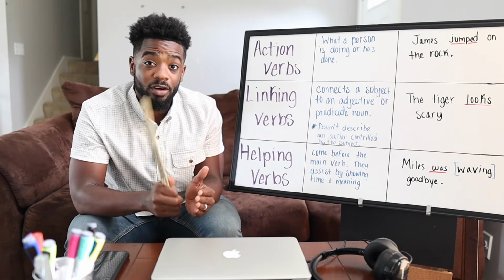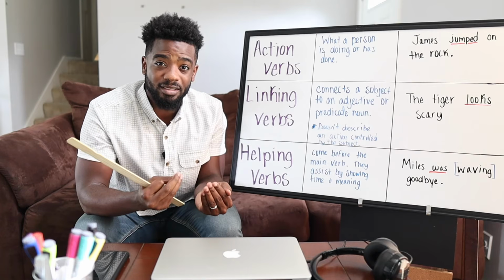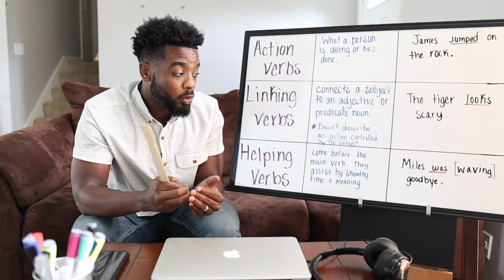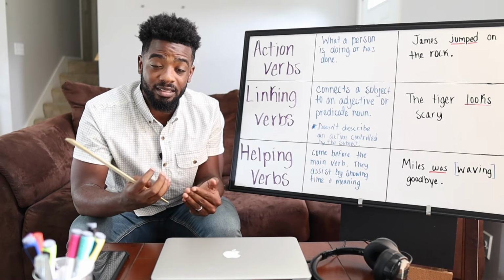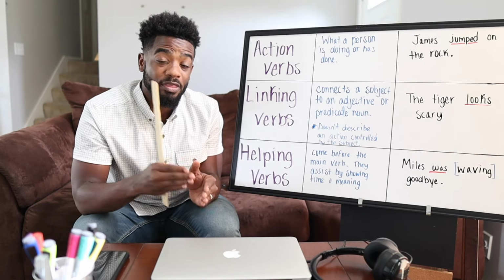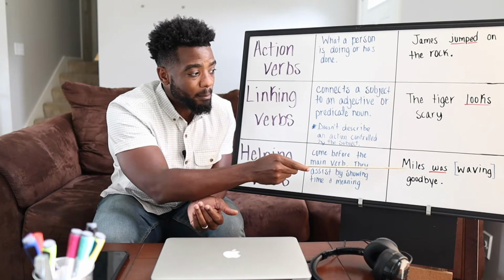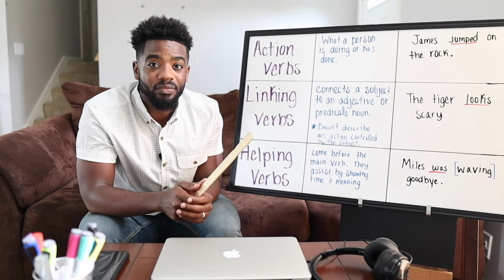Helping verbs are verbs that are used to help make a sentence make sense to the reader. Helping verbs come before the main verb. So oftentimes, whenever you see a helping verb in a sentence, it'll come before the main verb. Watch this example. Miles was waving goodbye.